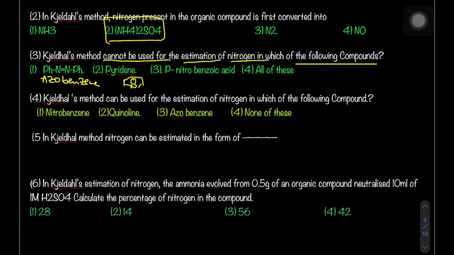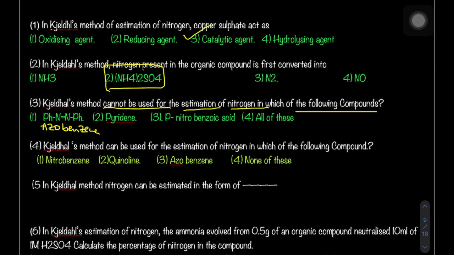Pyridine, we know pyridine is an organic base. In GOC, what is the structure of pyridine? This is the structure of pyridine. Now, nitrogen is also present in the ring form. It also does not respond to the Jaldal method. Next, para nitro. Yes, this is also a nitro compound. Nitro compounds do not give the Jaldal method. So all of these is the answer.